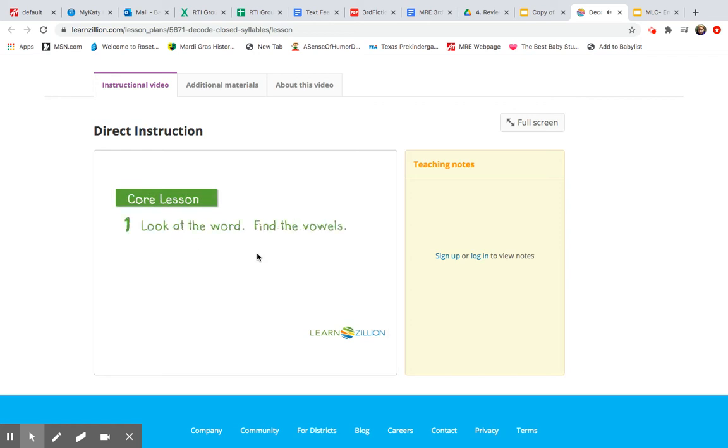So what we did was we looked at the word and we found the vowels. Then we asked, is the vowel followed by a consonant? And make sure that consonant isn't followed by an E, or else you might have a situation where there's a magic E. And then we read the syllable with a short vowel sound. Let's look at a few more examples.